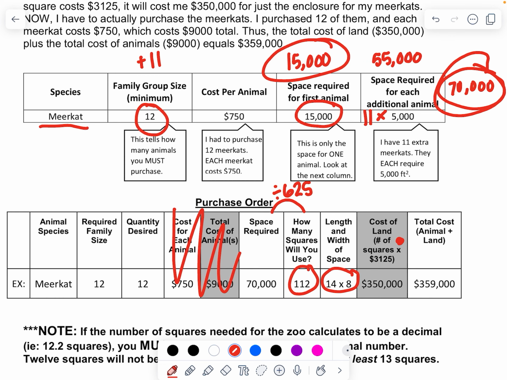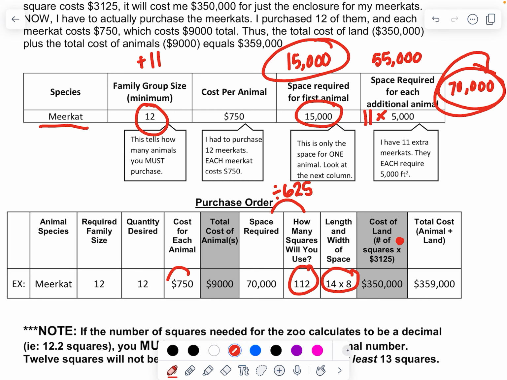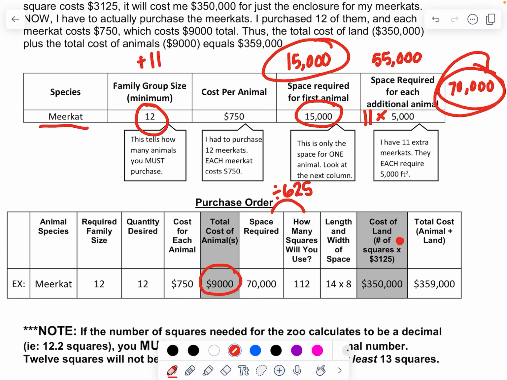And we'd get $350,000. The last thing is you have to figure out the cost for each animal. It says the cost for each animal is $750, and we bought 12 of them, so you do $750 times 12 and you get $9,000. That means we spent $9,000 on the animals and $350,000 on the land, and then we add them up to figure out the total cost. On the last column, you'll do a running total of how much money you've spent, because you want to get as close to that $2,500,000 as you can.